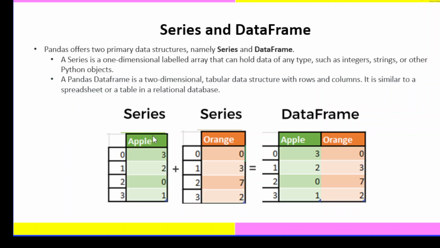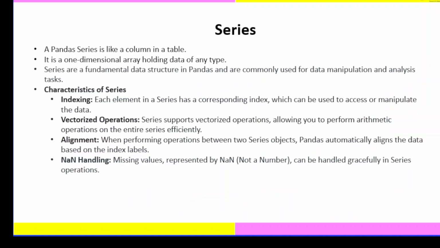So for example, here apple is one column, orange is one column, put together combined we call it a data frame. Register number is one column, that is a series, and a separate column called name is another series. When we combine these two and see them as rows and columns, we call it a data frame. So now you clearly understand that a pandas series is a column in a table, or a one-dimensional array holding data of any type.